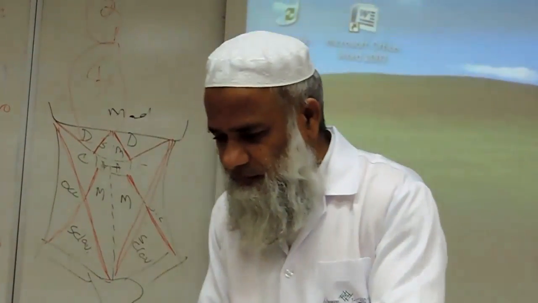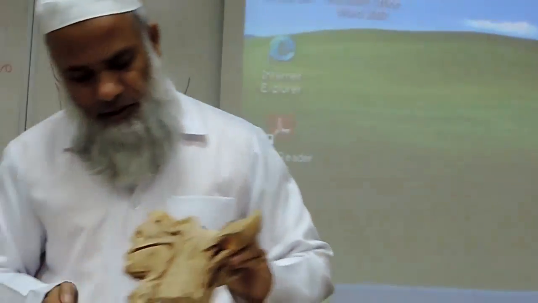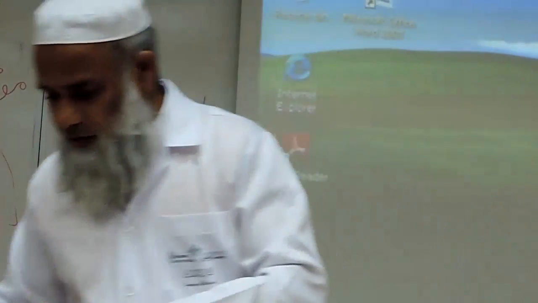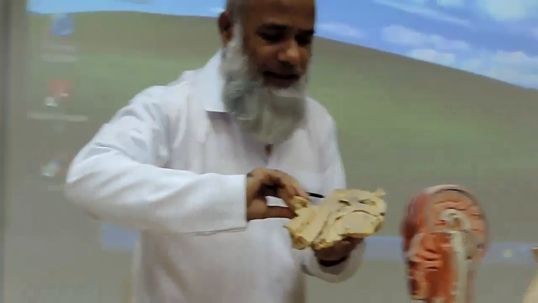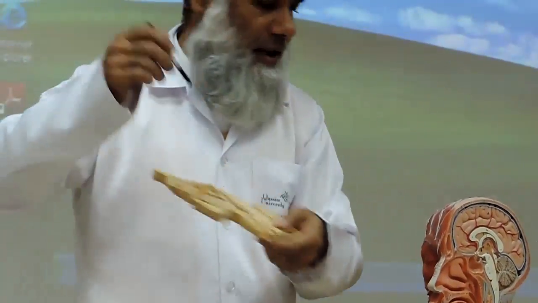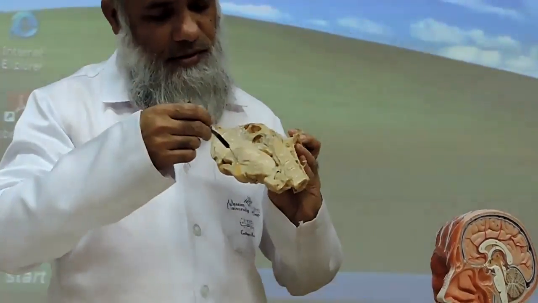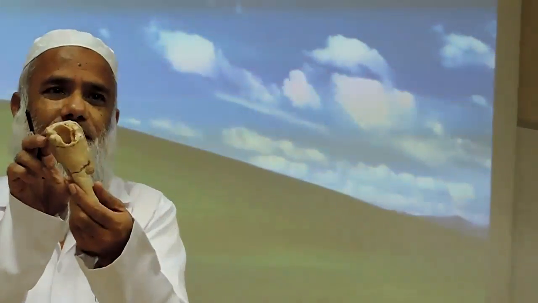Okay, this is tongue. Which structure is this? Tongue. Very good. Which structure is this? Tongue. And this structure? Tongue. All these are actually tongue, the genioglossus muscle of the tongue. And this structure is tongue.